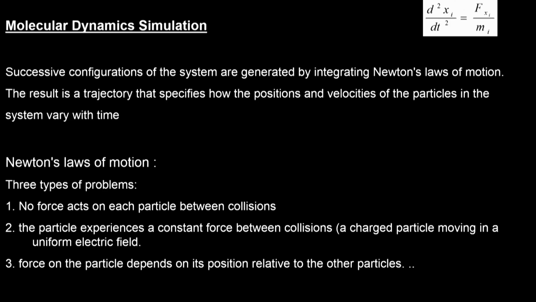There are three types of problems: no force acts on each particle between collisions. The particle experiences a constant force between collisions, that is, a charged particle moving in a uniform electric field. There is a uniform electric field, so they uniformly feel a force, whereas in the first one there is no force acting until they collide. And force on the particle depends on its position relative to the other particles, so there could be attractions, repulsions and so on. These are different types of things that can happen when you do molecular dynamics.